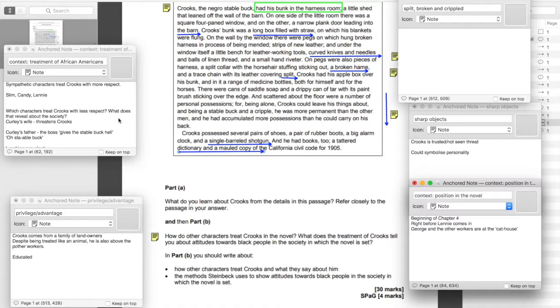The other thing that I might choose to focus on is this idea of the weapons, where he's not seen as a threat, because we can interrogate that a little bit as well and look at maybe where he is a bit threatening or where he is less threatening. So, what do we learn about Crooks, and how do other characters treat Crooks?